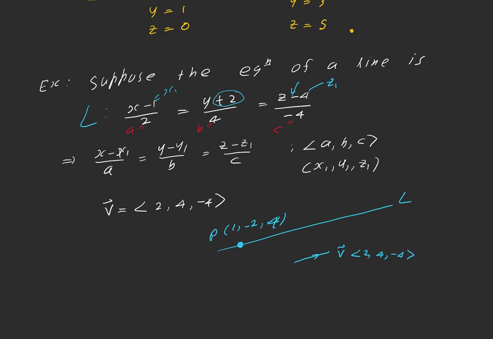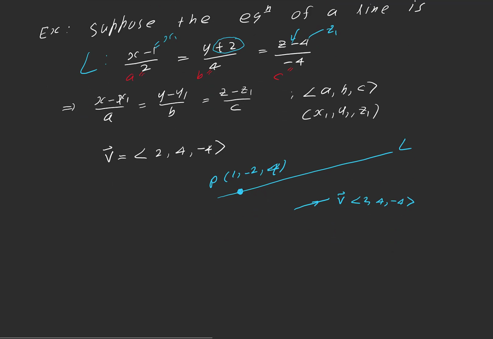Can we convert to the parametric equation? Why not? Yes. So we can write a parametric equation. x equal 1 plus 2t, y equal negative 2 plus 4t, and z equal 4 minus 4t. So this is actually the parametric equation.